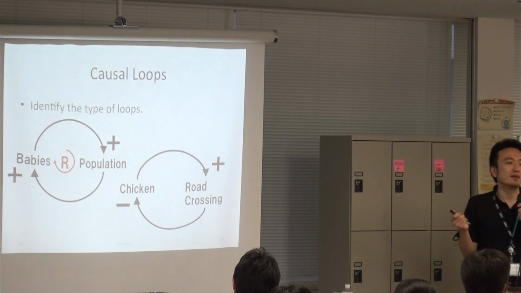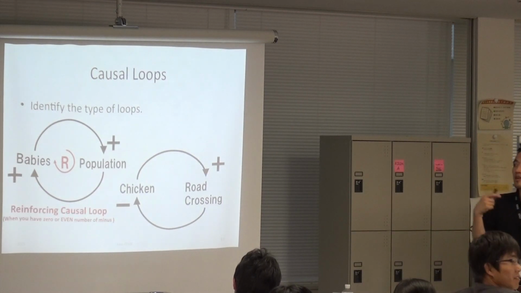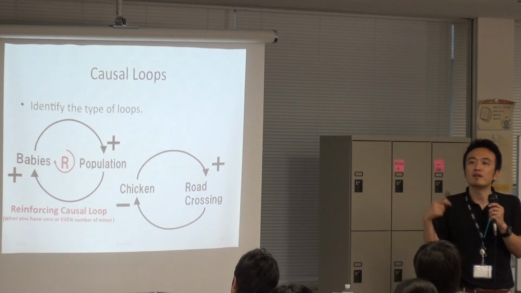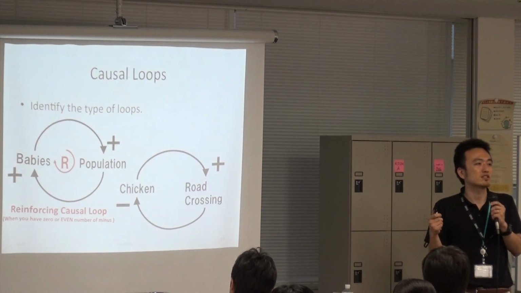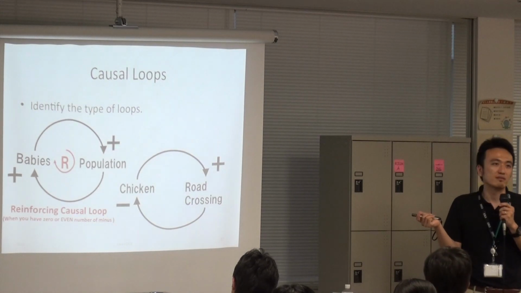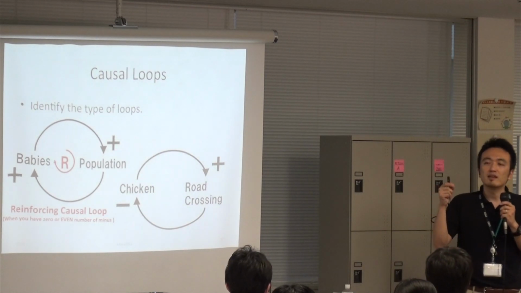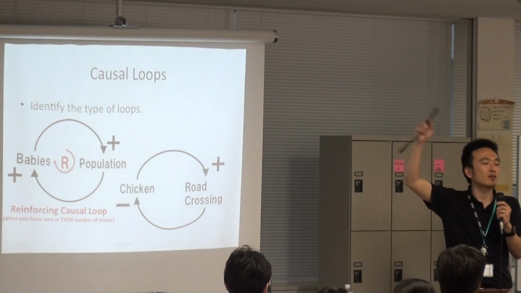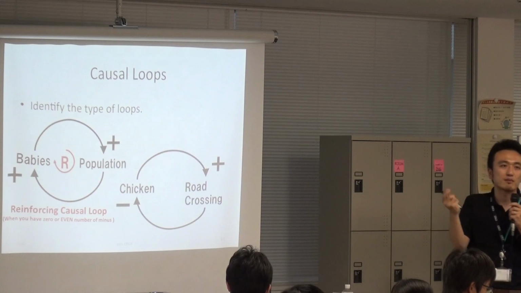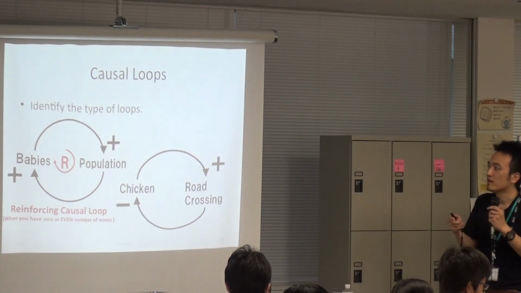So, this loop is identified as a reinforcing causal loop. It does not stop moving in one direction. It won't stop. So don't get it wrong. It's not a positive move. It can just keep increasing or keep decreasing as well. It depends on how these variables start moving.